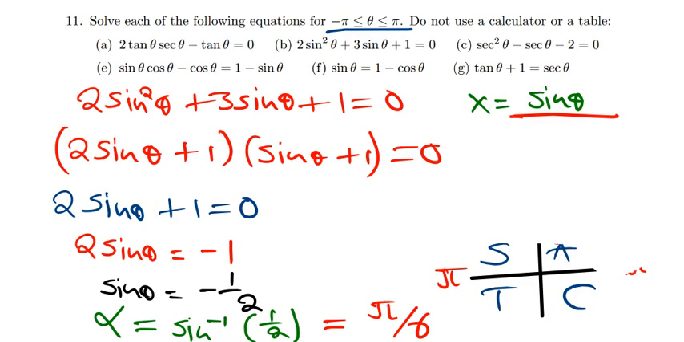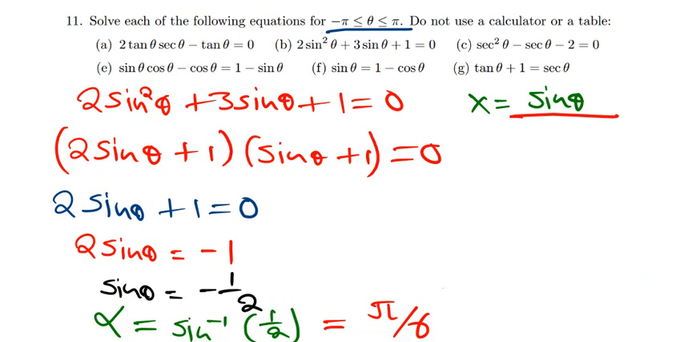Okay, so let me remove that. So therefore the two theta angles are going to be one where we add to pi, and then the other one where we subtract from 2 pi.